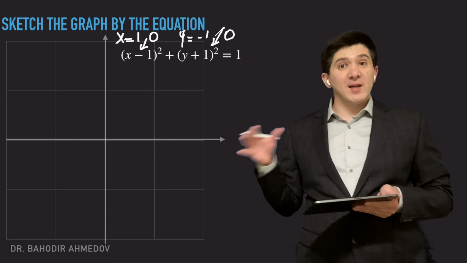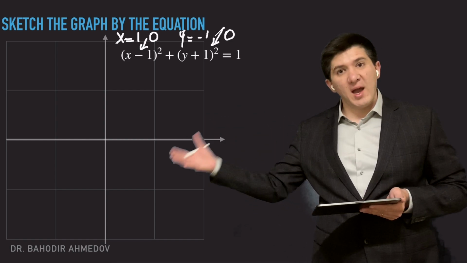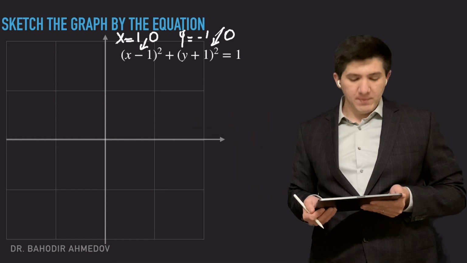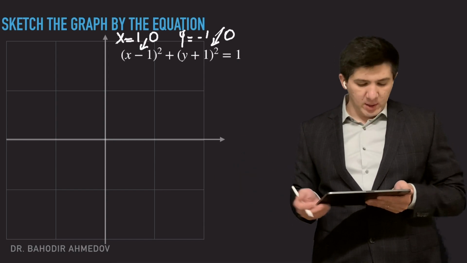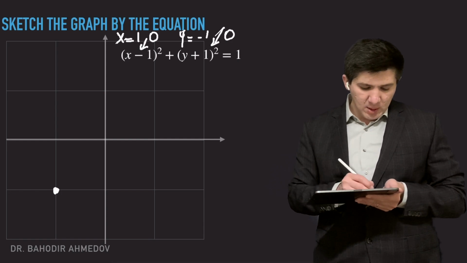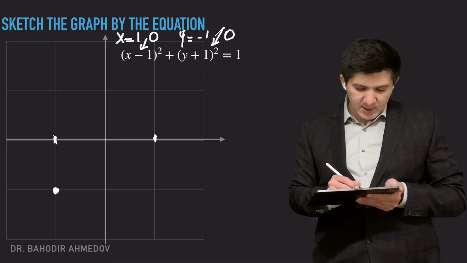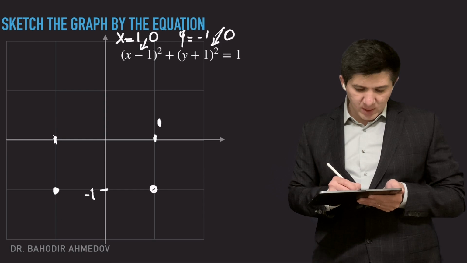Again, in order to identify the center of a circle, just try to choose the values for x and y which would make those squares equal to 0. So in this case, the center of the circle is going to be at the point 1 and minus 1. So it is somewhere here, right? The x is 1 here, and y is minus 1 is here, so this is going to be this point here.